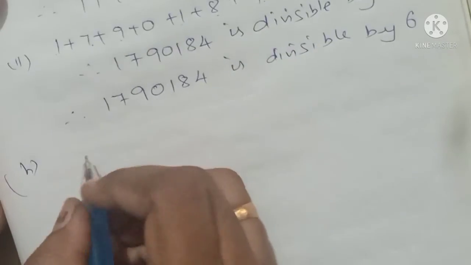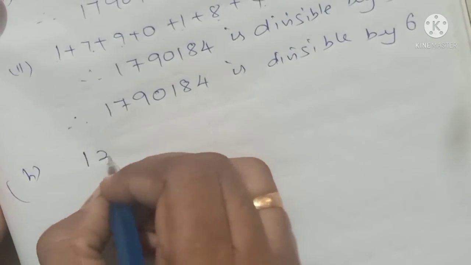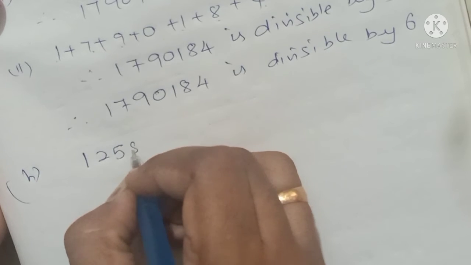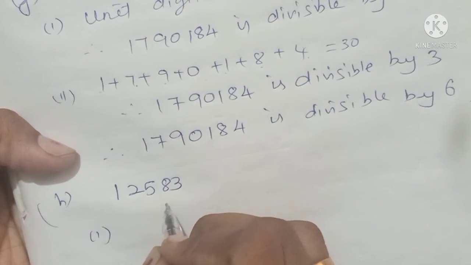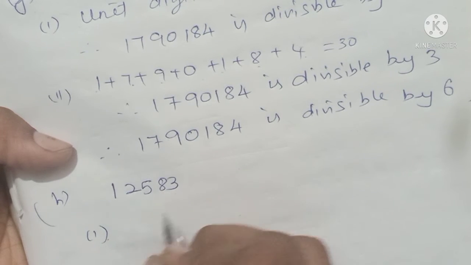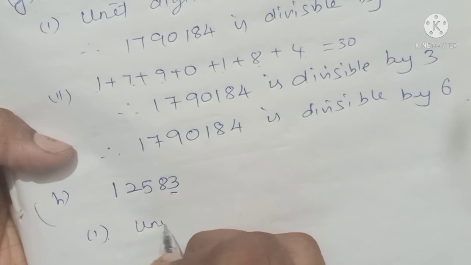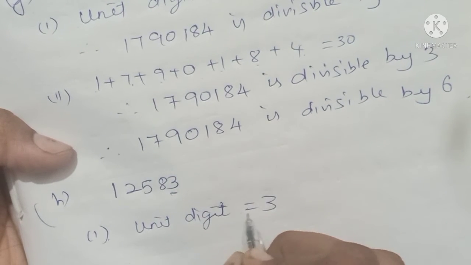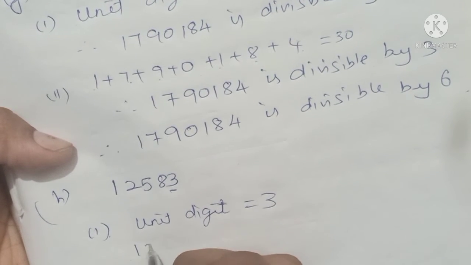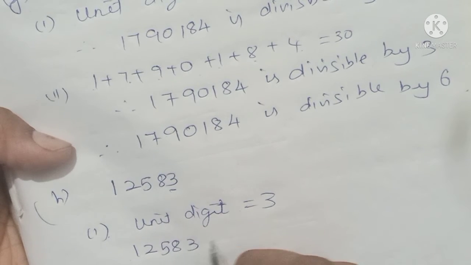Next, subdivision H, 12,583. So for the first test, that is divisibility by 2, consider the unit digit. So what is the unit digit? The unit digit is equal to 3. So what do we conclude? We conclude that the entire number is not divisible by 2.